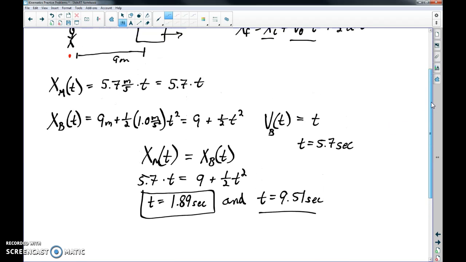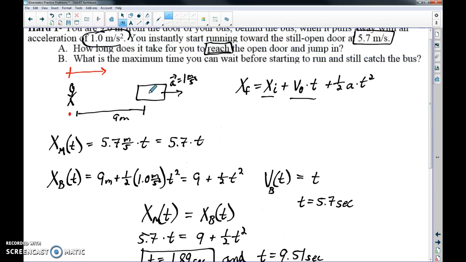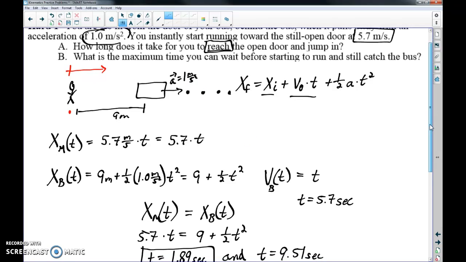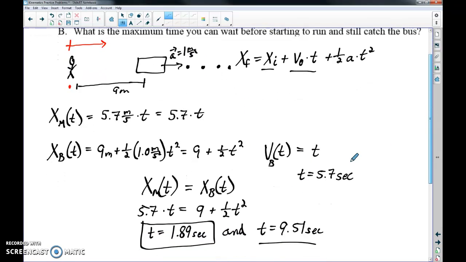Now, is that when I start running? Well, if I wait until the bus is going, the bus is going to continue to move. If this is my bus moving, and I wait until the bus gets to be 5.7 meters per second for velocity, and I start running at 5.7 meters per second, there's no way I'm going to catch the bus. I need to be at the bus at the moment in time when the bus is going 5.7 meters per second. And that's at t equals 5.7 seconds.